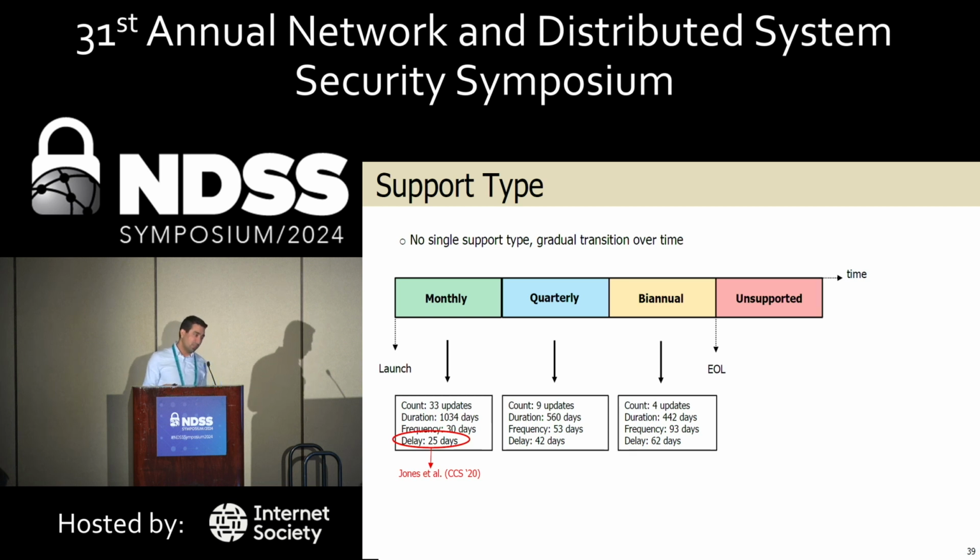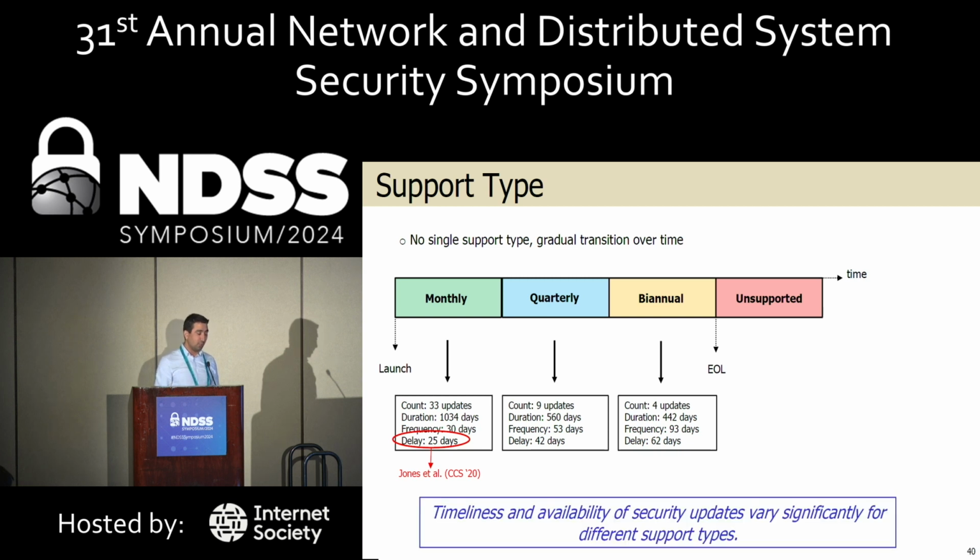However, I would like to note here that our analysis shows there are actually different types of support. Monthly support is only for certain devices. Our conclusion here is that timelines and availability of security updates vary significantly for different support types.